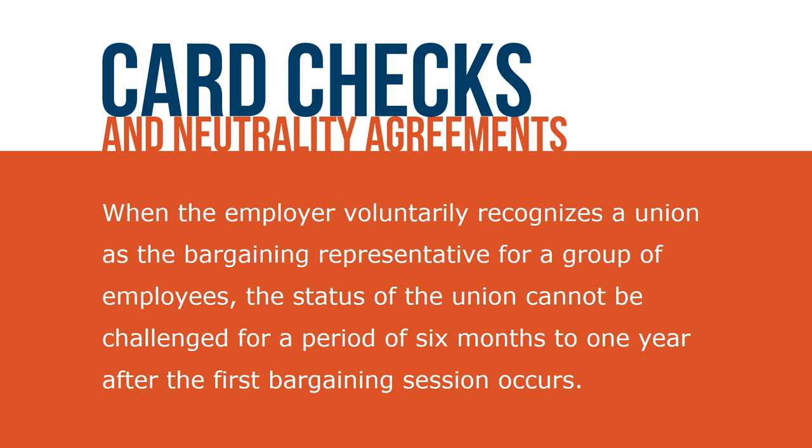A card check is the process whereby a company recognizes a union once the union has produced evidence that the majority of workers have signed authorization cards indicating that they want the union to represent them. No election is held. Under a neutrality agreement, a company agrees that it will not express its views about unionization during the time when signatures are collected. Unions prefer card checks and neutrality agreements because the NLRB does not become involved in the union certification process, and management loses its right to speak out about the possible effects of unionization.